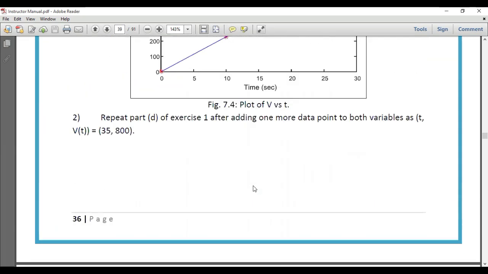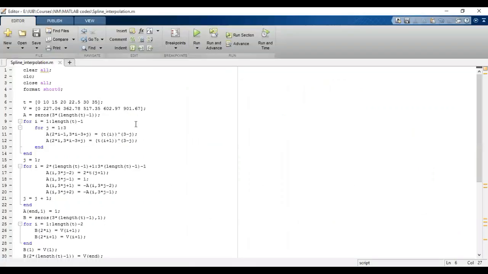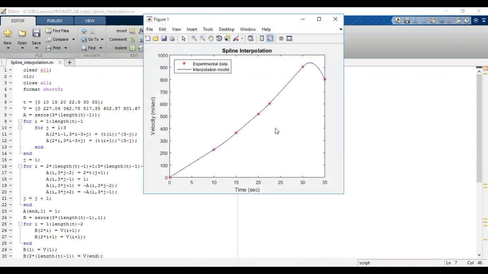So in the second part, we are given another exercise: kindly add more data points to both the variables, as t equal to 35 and v equal to 800. So we can add one more data point. So this is 35 I have added, and here I will add 800. So now let's run this code again, and you can see that again I have got an acceptable result.